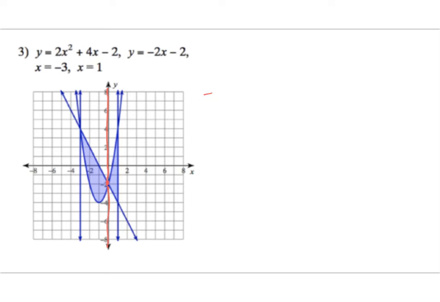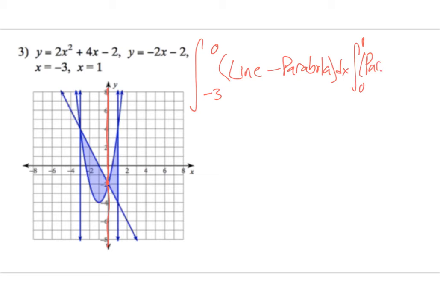So going from -3 to 0, we can think about this as the line minus the parabola. And then going from 0 to 1, we can think about this as the parabola minus the line. So we do have to be careful when setting that up just because of that.